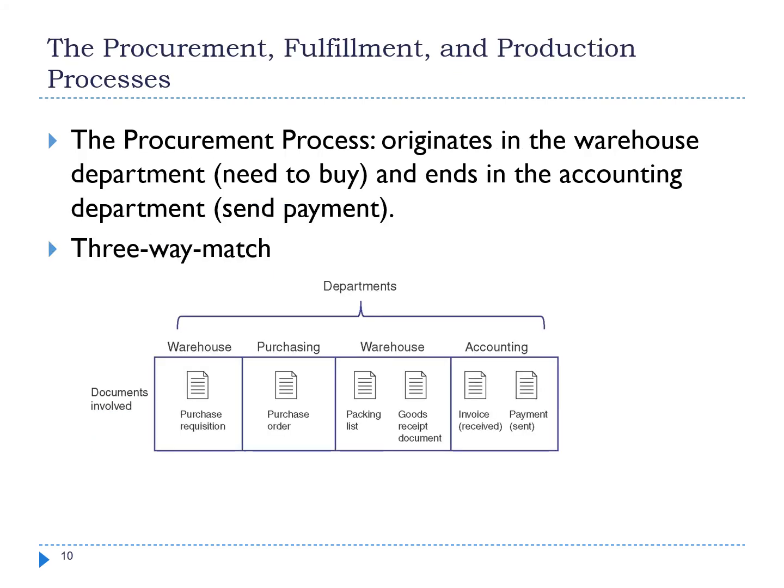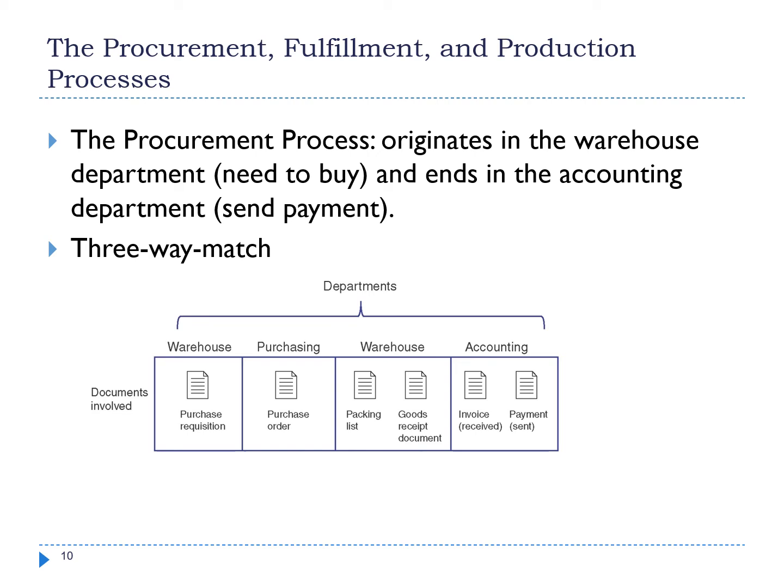The procurement process is how you find and buy goods and services. It begins in the warehouse department. The warehouse department generates a purchase requisition to buy needed products. The warehouse department then forwards the purchase requisition to the purchasing department, which creates a purchase order and sends it to the vendor. Following that, the warehouse department receives goods from the vendor.